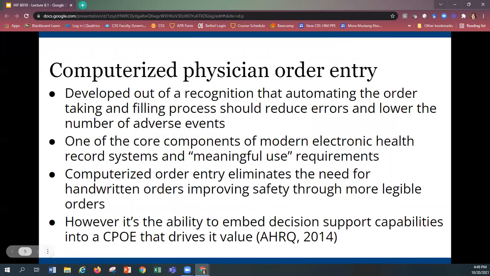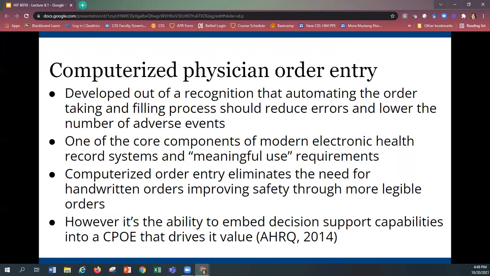So CPOE developed out of a recognition that automating the order taking and filling process should reduce errors and lower the number of adverse events. It does this by eliminating the need for handwritten orders, right? Handwritten orders were a major and important source of errors, and so they developed CPOE.